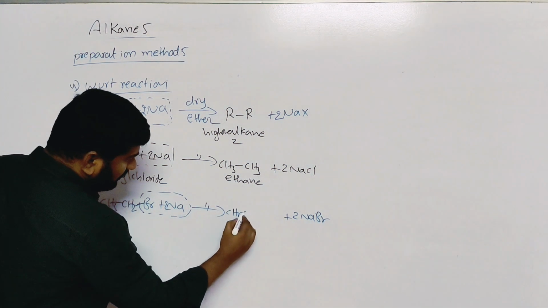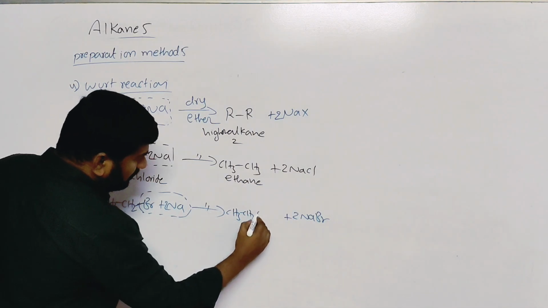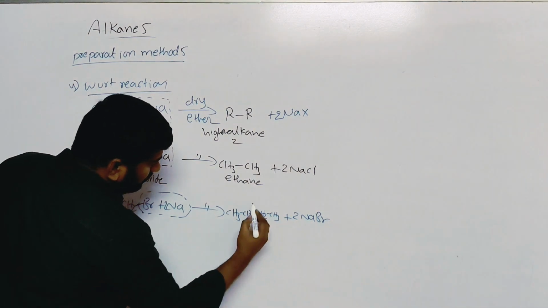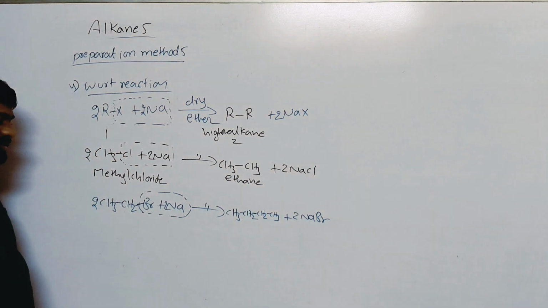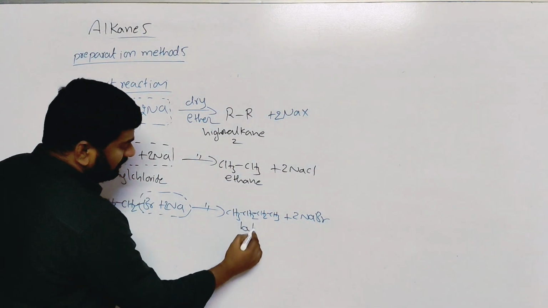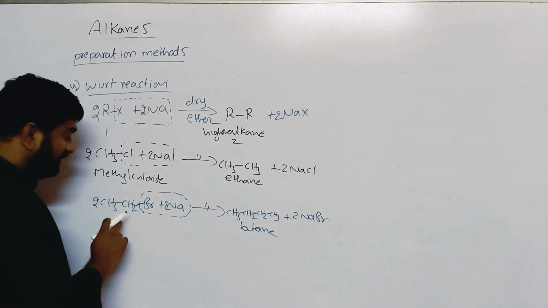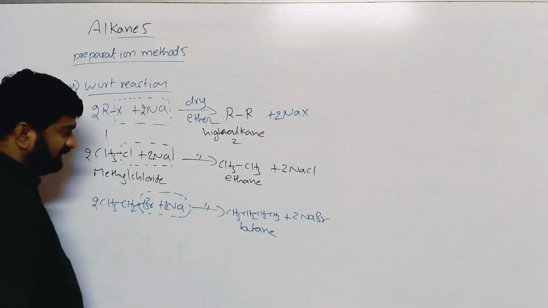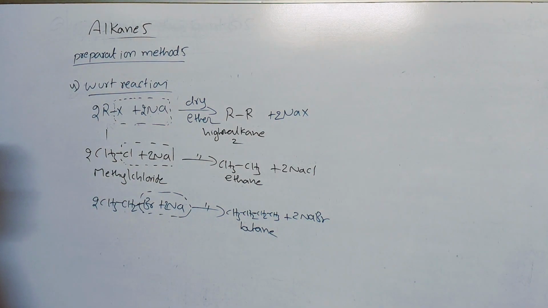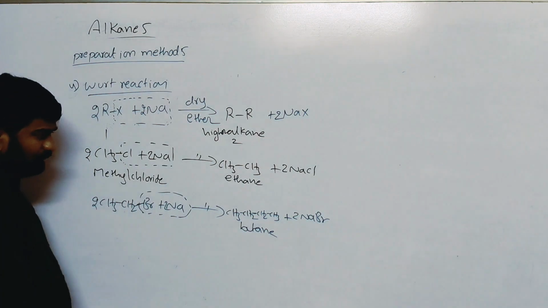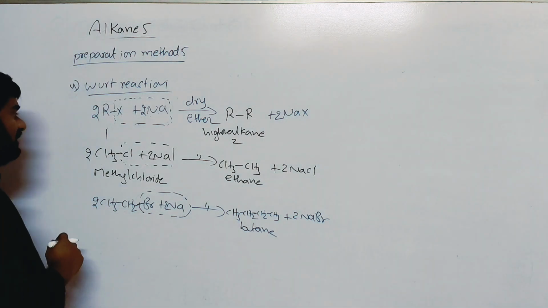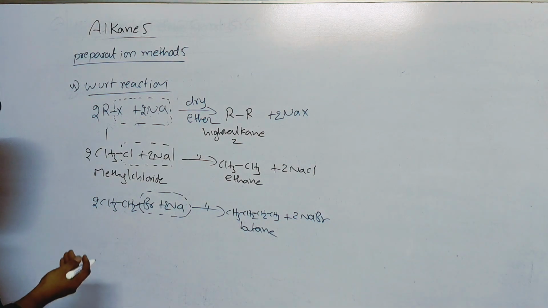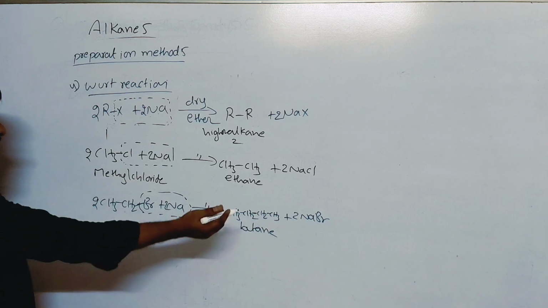So 2 ethyl groups are joined. This is one ethyl group and this is one more ethyl group, and in between them I write a bond. Then it will become which one? Butane. If you take ethyl bromide, you are getting butane. We will ask questions like: butane is obtained by the Wurtz reaction, then what is the alkyl halide? Ethyl halide. It will be ethyl bromide or ethyl chloride.